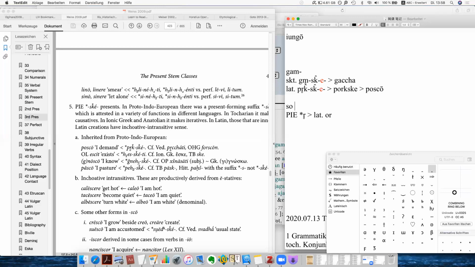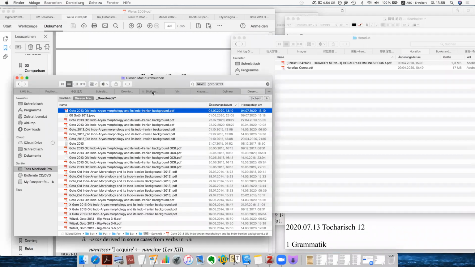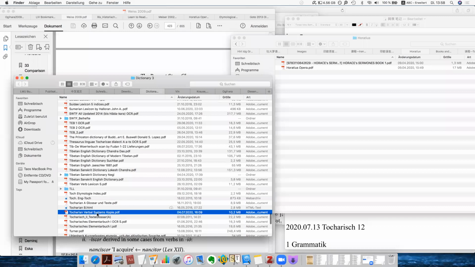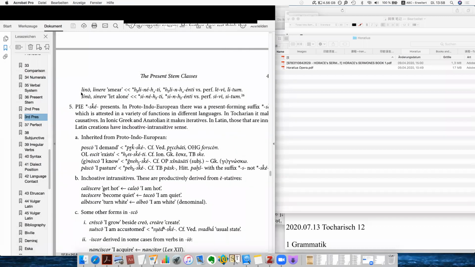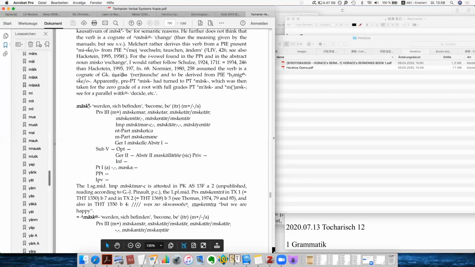So the case is quite similar in Tocharian. So in Tocharian, there are a lot of sk presents, but we can probably check it. So let's check Tocharian. So actually in Tocharian, check it. There's a musk, and musk is present 3. And we know that sk present exists also in Tocharian, but this one is not sk present, because sk present is actually present 9. Yeah, present 9, but it is present 3.